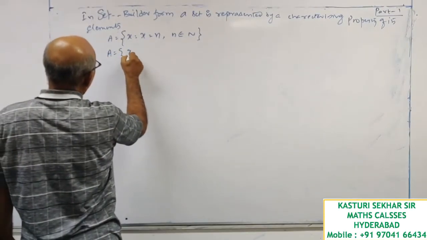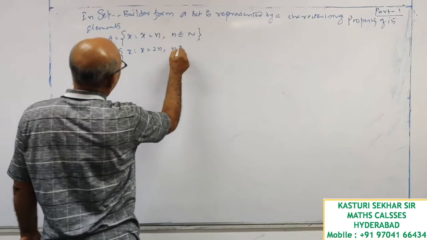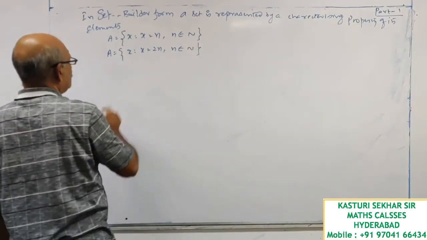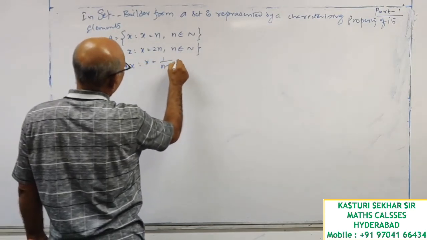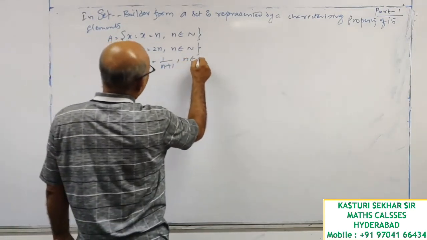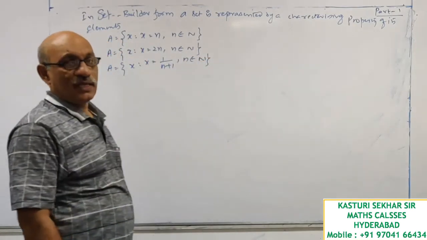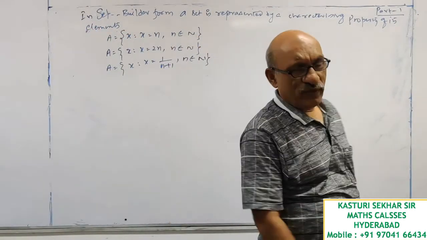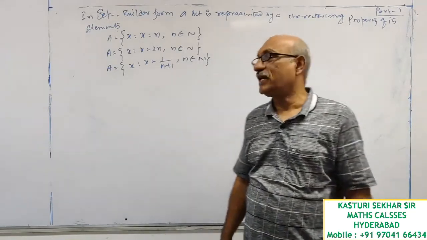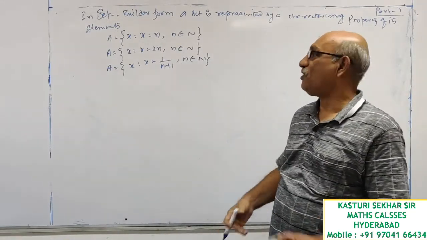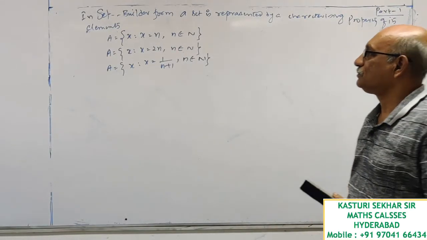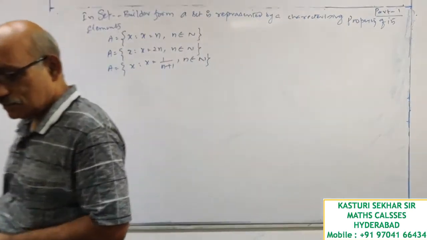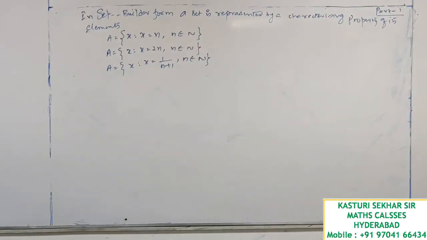A is equal to {x such that x = 2n, n belongs to N}. x is an element such that x = 1/(n+1), n belongs to natural numbers. This way, the elements can be automatically generated with this property. This way, when you represent a set, it is called a set builder form.